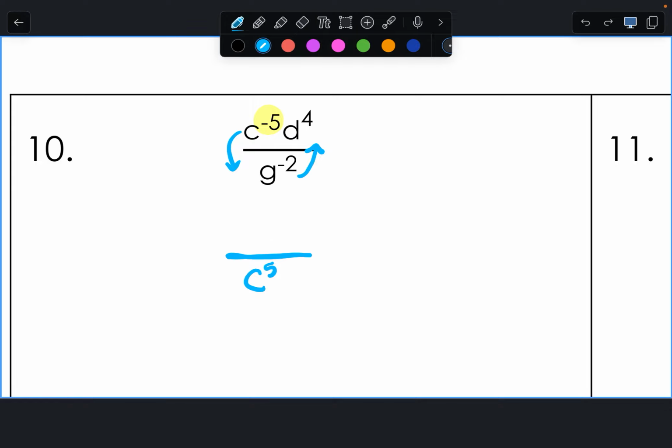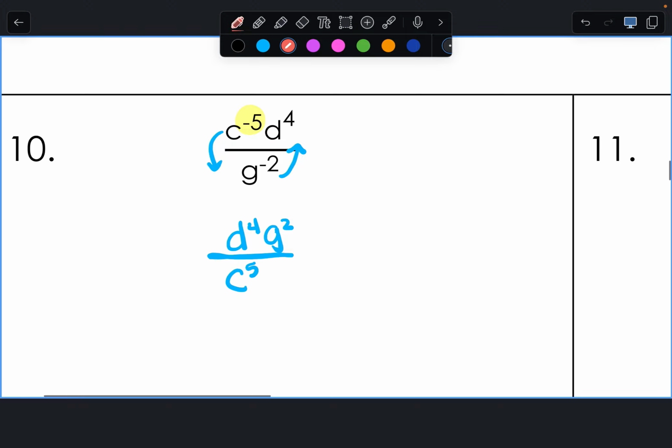Actually, I like to write these in alphabetical order, so D to the 4th stays, G squared. So they just switched? Yes. You don't have to switch, but they switch because they both had negative exponents. Okay, and then C. Wait, do you have to switch them?